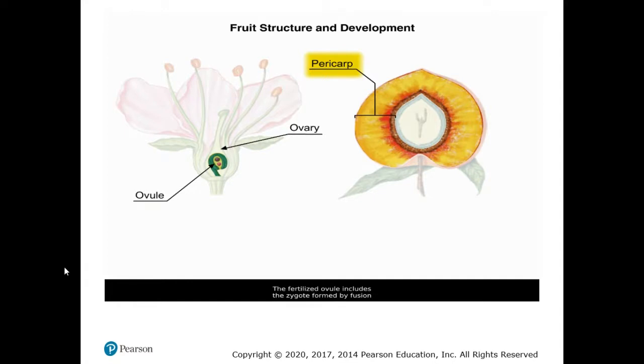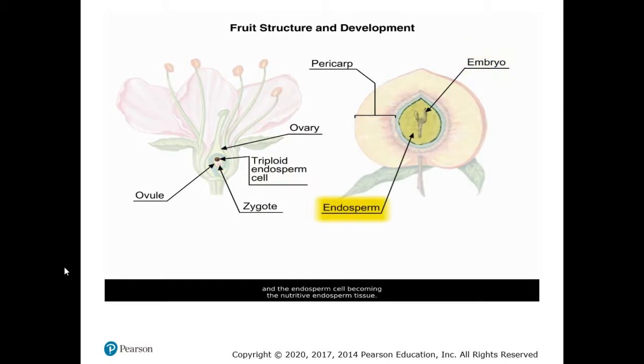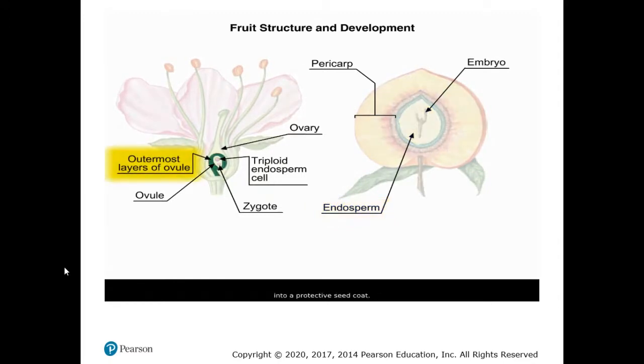The fertilized ovule includes the zygote, formed by fusion of sperm and egg, and the triploid endosperm cell, formed by the fusion of two polar nuclei with a sperm cell. The fertilized ovule develops into the seed, with the zygote becoming the embryo or developing plant, and the endosperm cell becoming the nutritive endosperm tissue. The characteristics of the endosperm vary by plant species. It may contain large amounts of starch, as in rice and corn, oils, as in peanuts, or proteins, as in beans. The outermost layers of the ovule develop into a protective seed coat. The seed coat may be thin and papery or thick and hard.